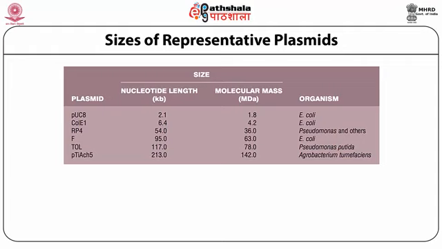You can see here, there's another plasmid, pTiACH5. This is from Agrobacterium tumefaciens. It's a considerably large plasmid containing about 213 kb, and the molecular mass is 142 megadaltons. Other plasmids are listed. There are many more, hundreds of plasmids with different characters and different sizes.